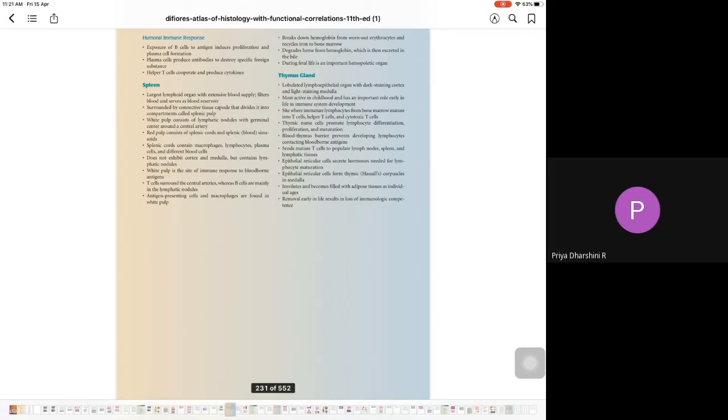Lymph node, capsule, subcapsular sinus, cortex that is showing follicles, medulla with medullary sinus and medullary cords. Thymus, lobulated structures, cortex and medulla, no lymphoid follicles, Hassall's corpuscles in the medulla. Spleen, capsule, trabeculae, red pulp, white pulp, and central arteriole in the white pulp.